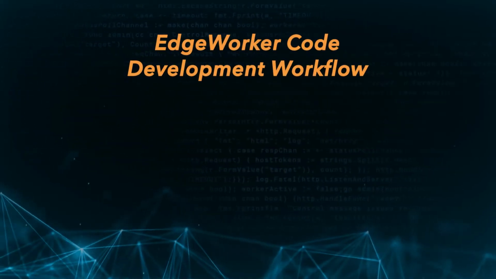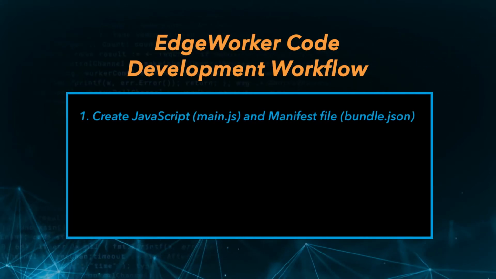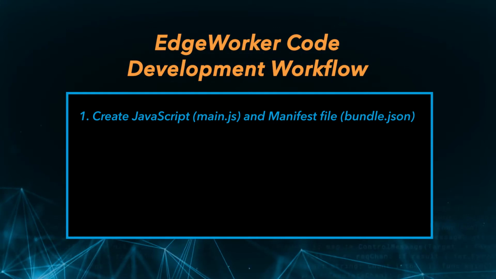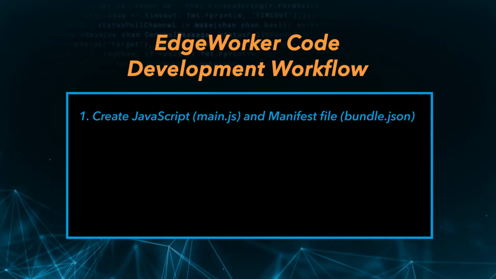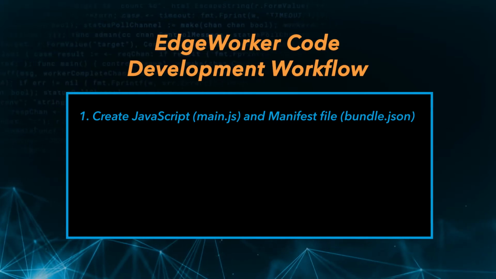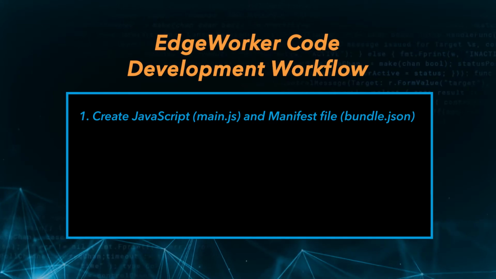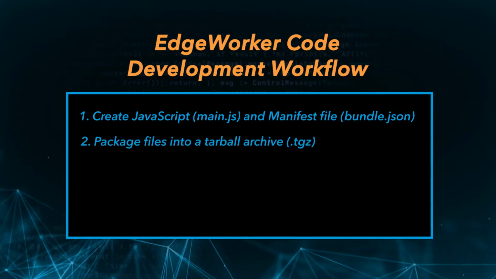In a nutshell, the EdgeWorkers code development workflow consists of 5 steps. The first one, you will put the JavaScript code you want to execute at the edge in a file called main.js. And you will create a manifest file called bundle.json, indicating the name and version of the EdgeWorker code you want to deploy. The second step will be to package both files in a compressed tarball.